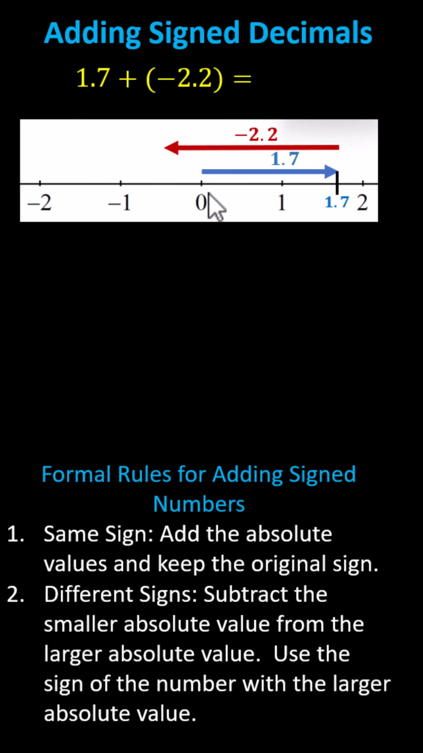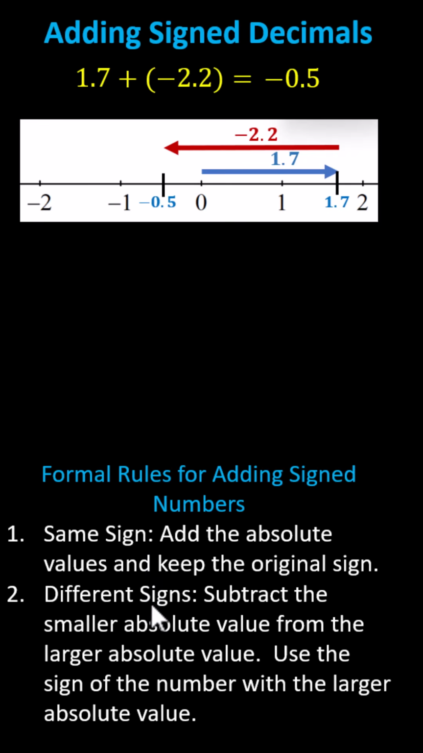Notice to determine how far left of 0 we are, we would have to subtract the absolute value of 1.7 from the absolute value of negative 2.2. This would give us 0.5, but because we're to the left of 0, the sum is negative 0.5 or negative 5 tenths. And again, this idea is expressed in the formal rules.